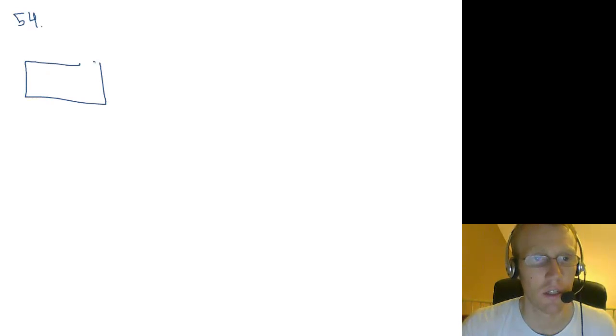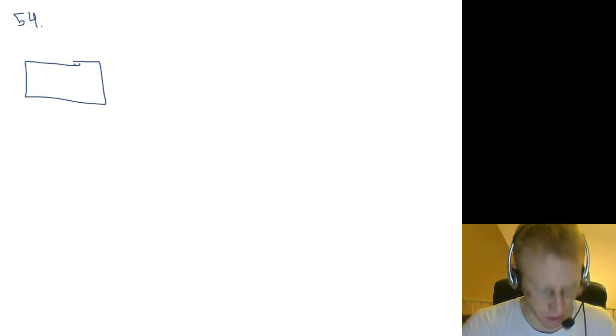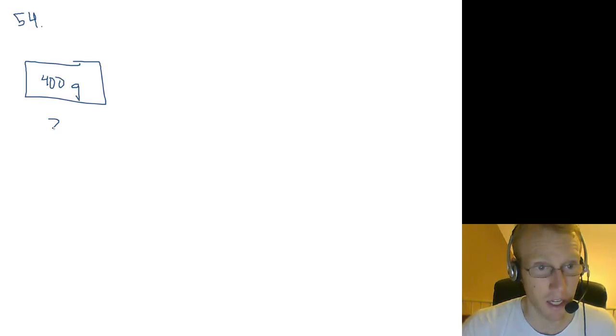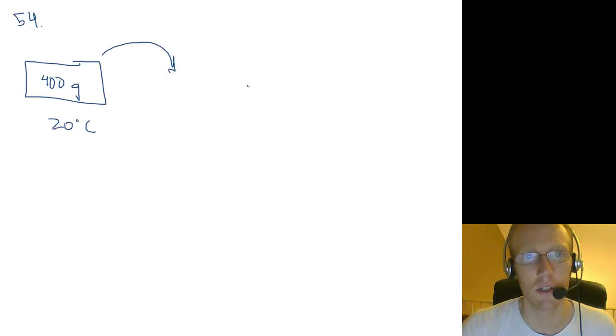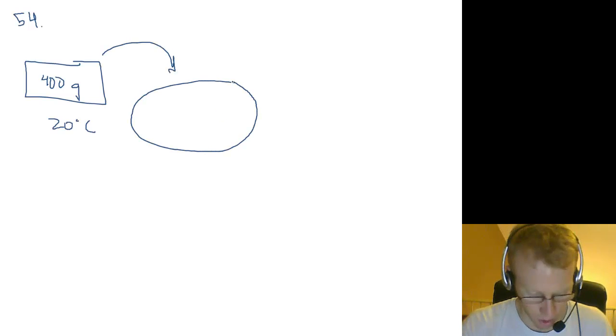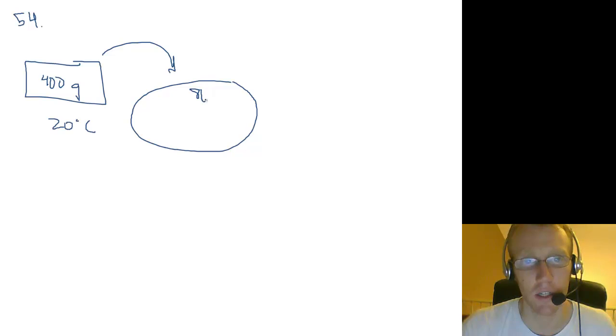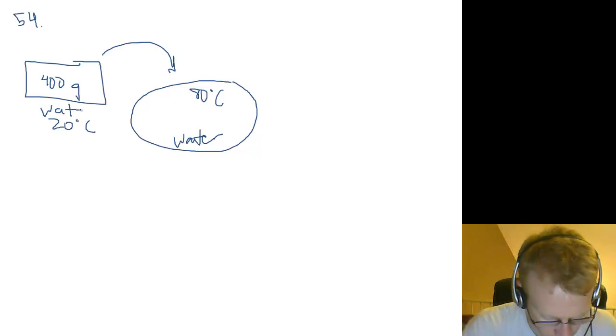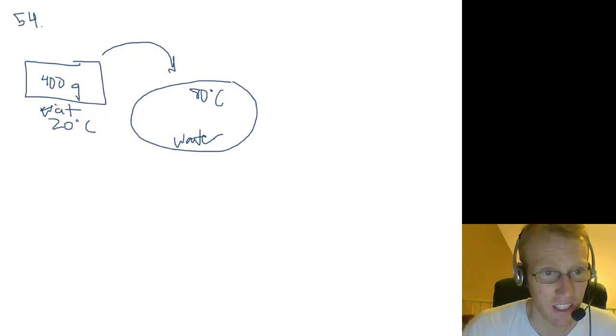So we start with a 400 gram cup that's at 20 degrees Celsius. So a dirty cup sitting on your sink, and we put it into a big pool of water that is 80 degrees Celsius. Actually, oh, no, it's not water, sorry. It's glass. Our coffee cup is glass.